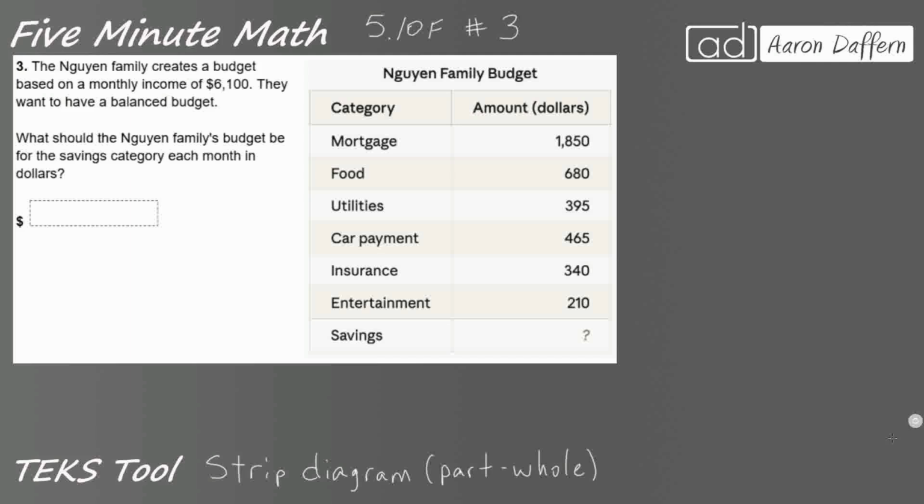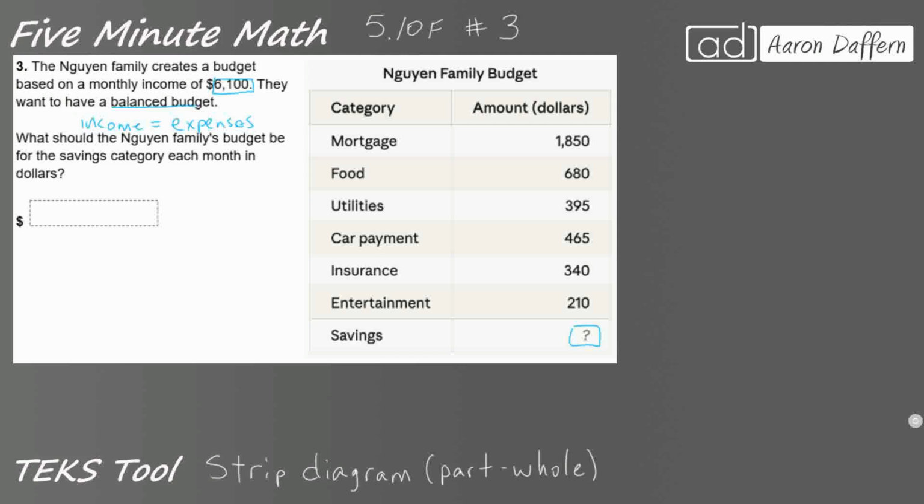So the Wynn family is creating a budget. We've got a monthly income of $6,100, and they want to have a balanced budget. So that means we think of a balance, right? And both sides are equal. That means the two sides, income and expenses, are both going to be equal. So we want this to be exactly equal. So what should we have in the savings category? Notice we have all of these quantities, and then down at the very bottom, savings is blank.